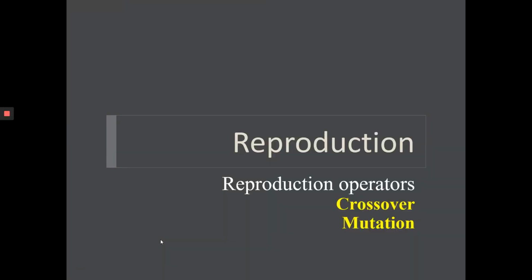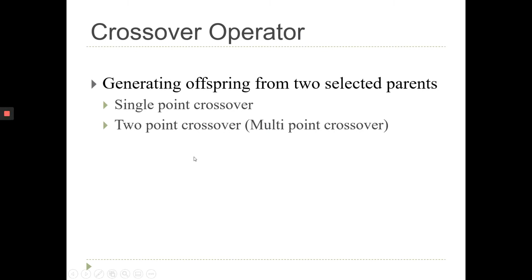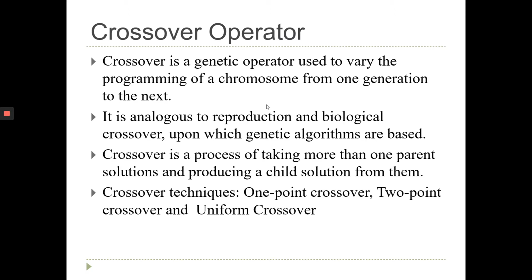Then in reproduction we have two operators, crossover and mutation. Reproduction means improvement. You have solutions in your hand or in your memory, and now you want to make some improvement to these solutions by doing crossover and mutation, by selecting the parents to be improved, and by generating offspring from two selected parents using single-point crossover or 2-point crossover.